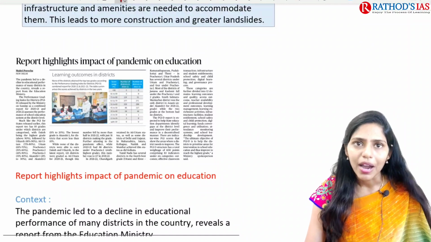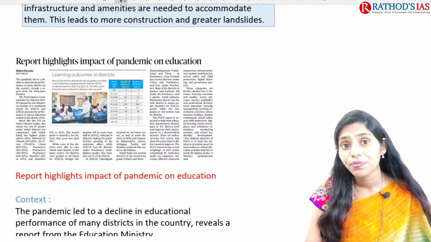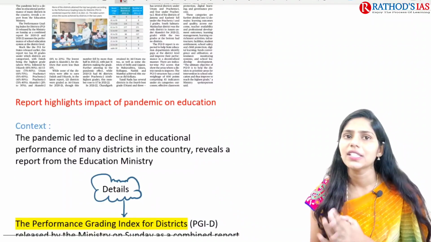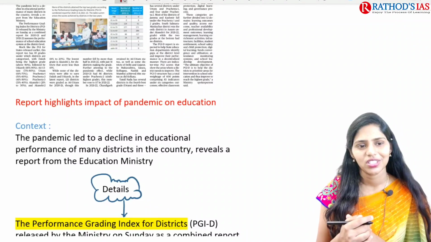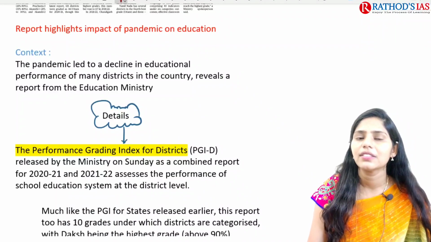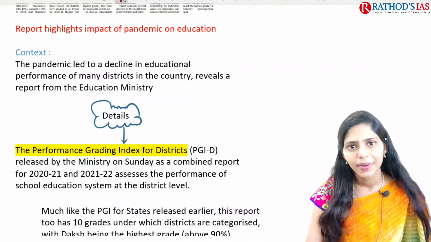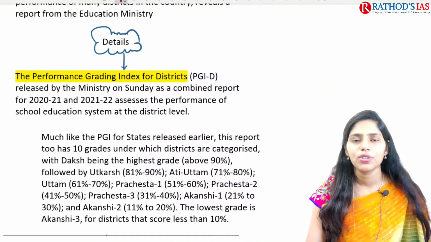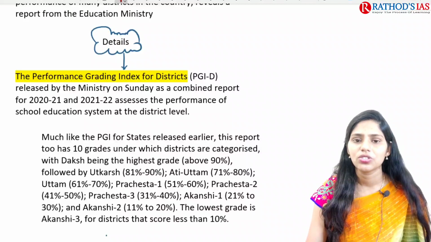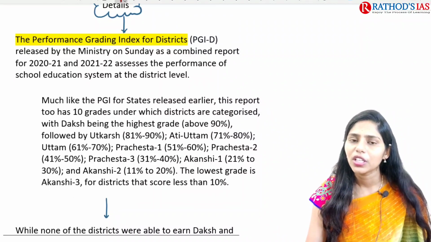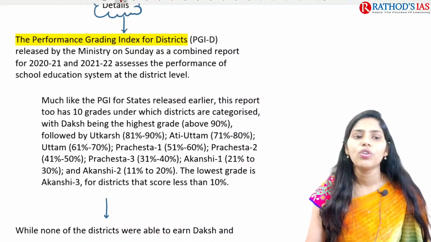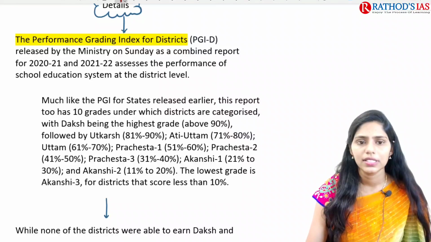And next one is about the report which highlights the impact of the pandemic on education. This data is very important and you have to see which organization is releasing this report. From this point of view also you can get a prelims question. The context says that the pandemic led to a decline in educational performance of many districts in the country. This report was released by the Ministry of Education. It is called the Performance Grading Index for districts. It is a combined report for 2020 to 2021 and 2021 to 2022, which assesses the performance of the school education system at the district level.